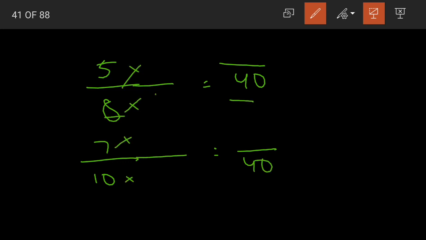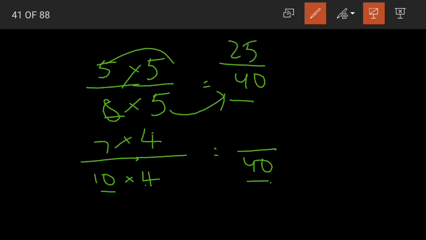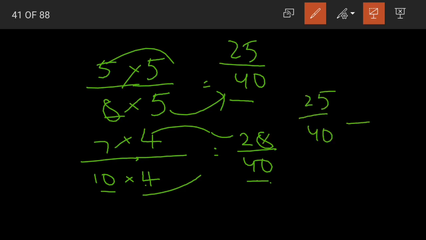So now the fractions should have 40 as their denominator. 8 into what gives us 40? 8 into 5, so multiplying it with 5. Again we have 10 into 4 is equal to 40, so multiplying with 4. 5 5s are 25, 8 5s are 40. 7 4s are 28, 10 4s are 40. So the fractions now are 25 by 40 and 28 by 40.